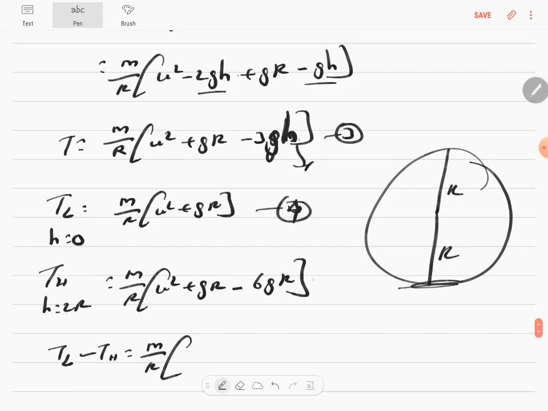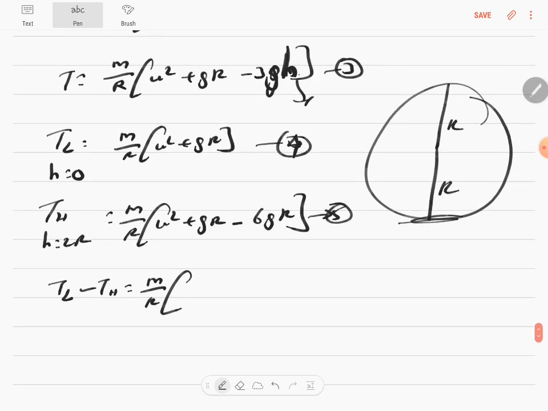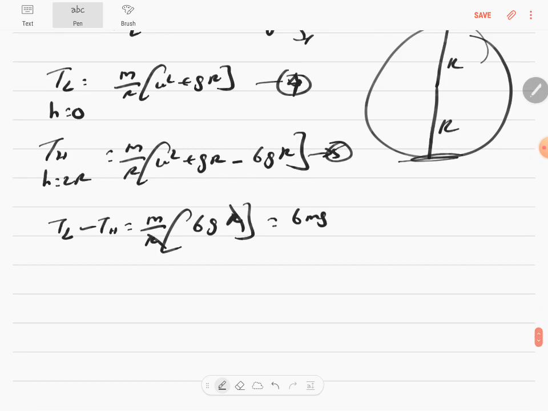This is equation 4. This is equation 5. You're going to subtract 5 minus 4. So then u square gets cancelled, gr gets cancelled. So you'll have just a 6 gr, and r gets cancelled, so 6 mg. This is the value for the tension difference between the lower and highermost point.